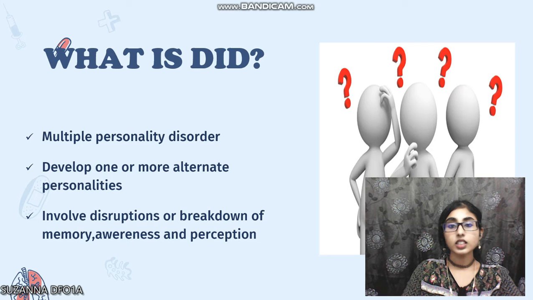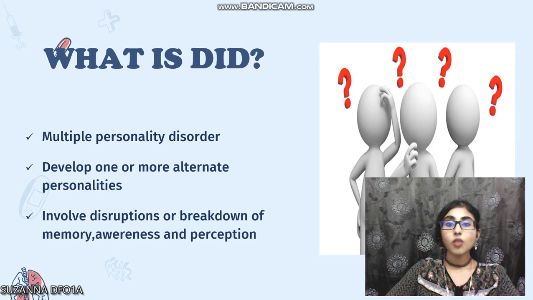Dissociative identity disorder is a multiple personality disorder. The people with DID develop one or more alternate personality that function with or without the awareness of the person's usual personality. DID is actually a mental disorder that involves disruption or breakdown of memory, awareness, and perception. When one or more of these functions is disrupted, dissociative symptoms can result. These symptoms can be mild, but they also can be severe to the point where they interfere with the person's general functioning both in personal life and at work.